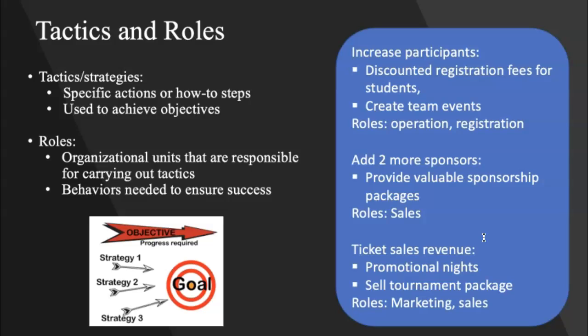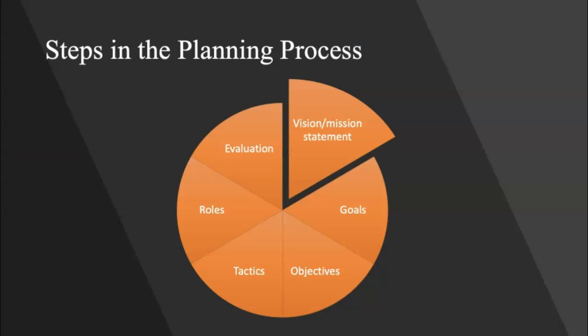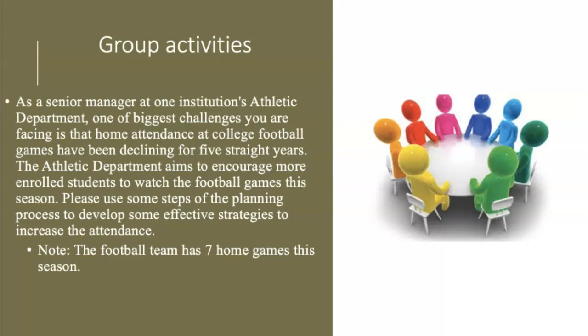Next one is ticket sales revenue increased by 10%. How should we do that? We can organize a promotional night. We can sell a tournament package, right? So who should be responsible for that? Marketing and sales departments should be responsible for implementing those strategies that we just mentioned. Okay, so this is about the planning process. Let me give you a quick review again. We have to develop vision and mission statement, set the goal and objective, develop tactics, assign roles, and eventually evaluate whether we have met the goal and objective that we created or not. So let's combine all the things we just talked about to look at these quick case studies.